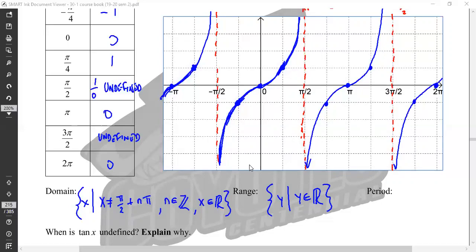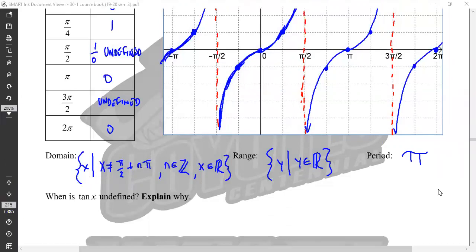Period. How long does it take to do one cycle? Tangent is 1 pi periodic. Remember, sine and cos, those were 2 pi periodic. So tangent is 1 pi periodic. That means instead of having b is equal to 2 pi over period, which is what we had for sine and cos, for tangent, b is equal to 1 pi over period.